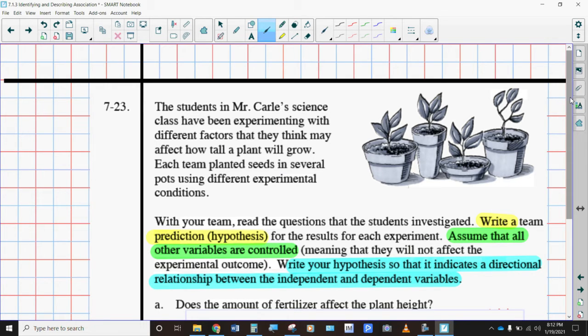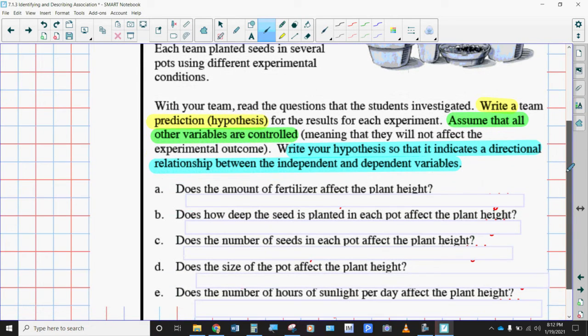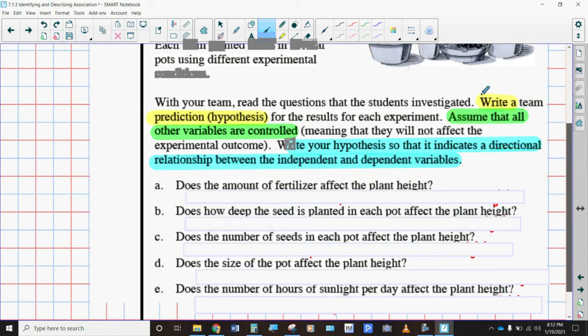Right? What on earth does any of that mean? Okay, so let me paraphrase and summarize for you. First of all, you're not in your teams right now, so you're just going to be thinking about this on your own. A hypothesis is a scientific term for making a prediction. What do you think is going to happen as a result of what we say here? Okay. Assume that other variables are controlled. Okay, so what this means is this.